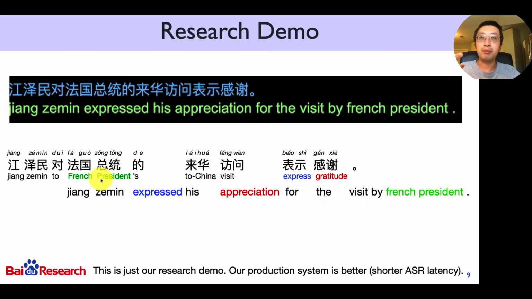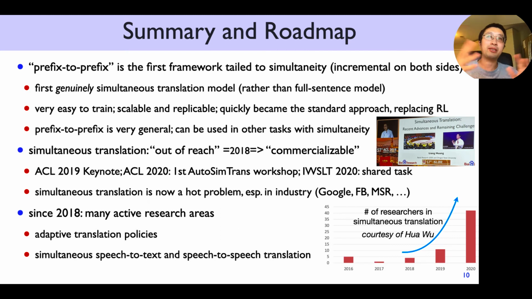This is again because the training data contains a lot of some president to some other country's president expressing gratitude. So whenever you hear Jiang Zemin or whatever leaders to some foreign president, you would immediately say Jiang Zemin expressed his appreciation or gratitude. It's 99.9% correct, right? So let's summarize so far.